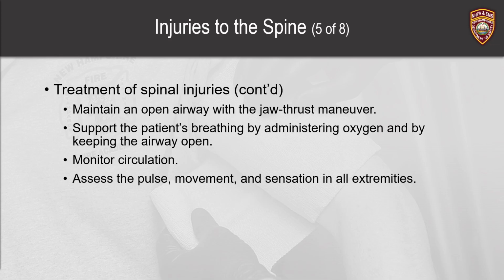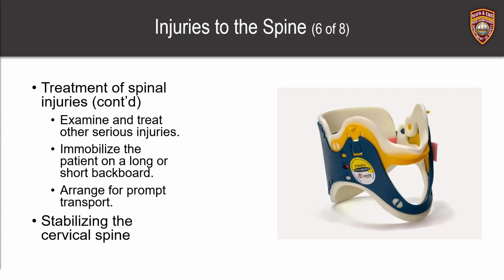So what are we going to do for these folks? Well, we're going to maintain an open airway. We're going to use the jaw thrust maneuver to open the airway. We're going to support the patient's breathing by administering oxygen and keeping the airway open. Again, BVM if necessary, monitor circulation, assess pulse, movement, and sensation in all extremities, and then we will consider applying one of these cervical spinal collars. We'll talk more about specifically how to apply these, but it is relatively simple. And if you forget, the instructions are literally imprinted in the plastic of the device. Again, we'll go over this this weekend.